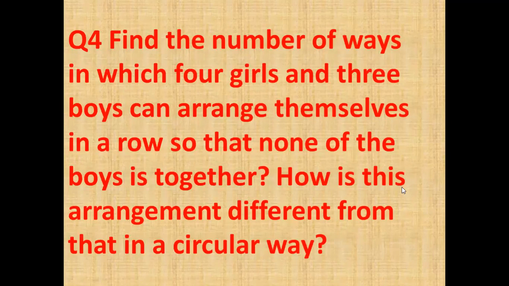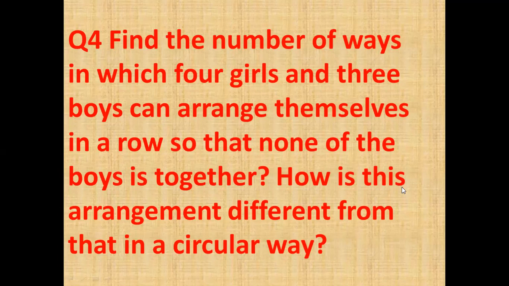Let us discuss another question. In this question, we will discuss both linear arrangement as well as circular arrangement. First of all, try to understand the question. Find the number of ways in which 4 girls and 3 boys can arrange themselves in a row so that none of the boys is together. How is this arrangement different from that in a circular way?